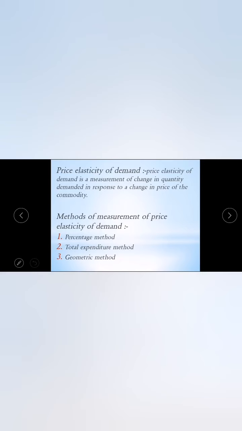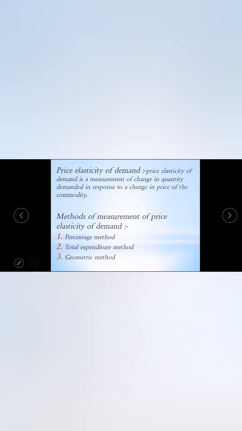Next is price elasticity of demand. Price elasticity of demand is a measurement of change in quantity demanded in response to a change in the price of the commodity. What is the price elasticity of demand? Price elasticity of demand is a measurement of change in quantity demanded in response to a change in price. It is also the response to the change in the price of the commodity.